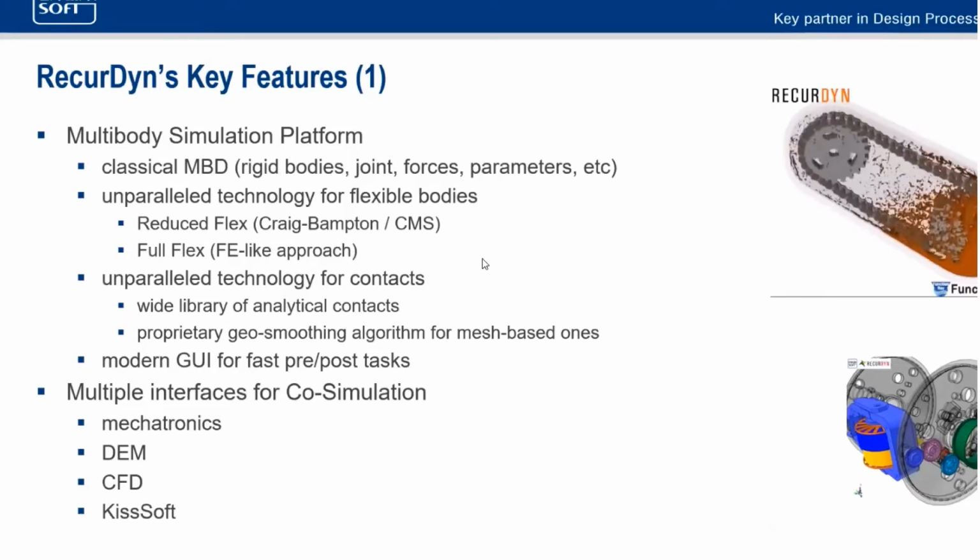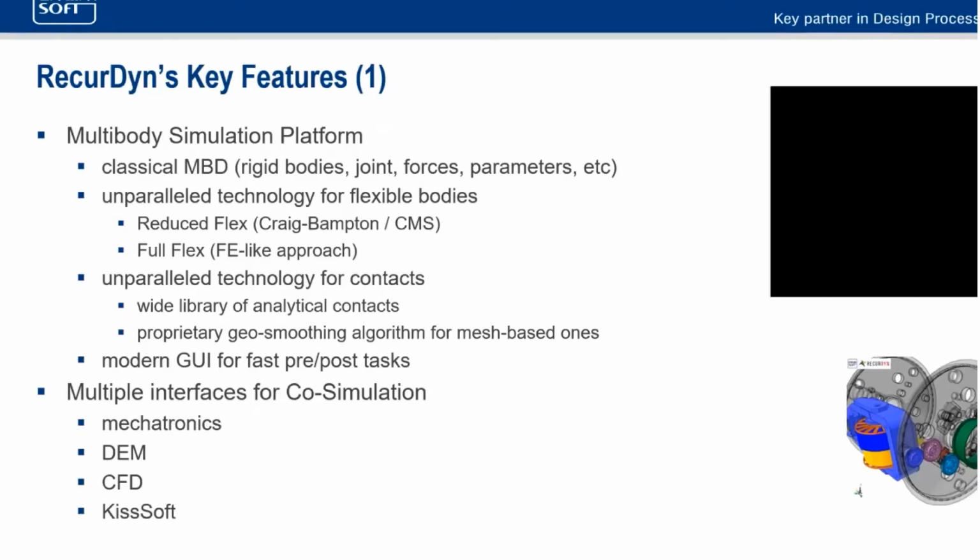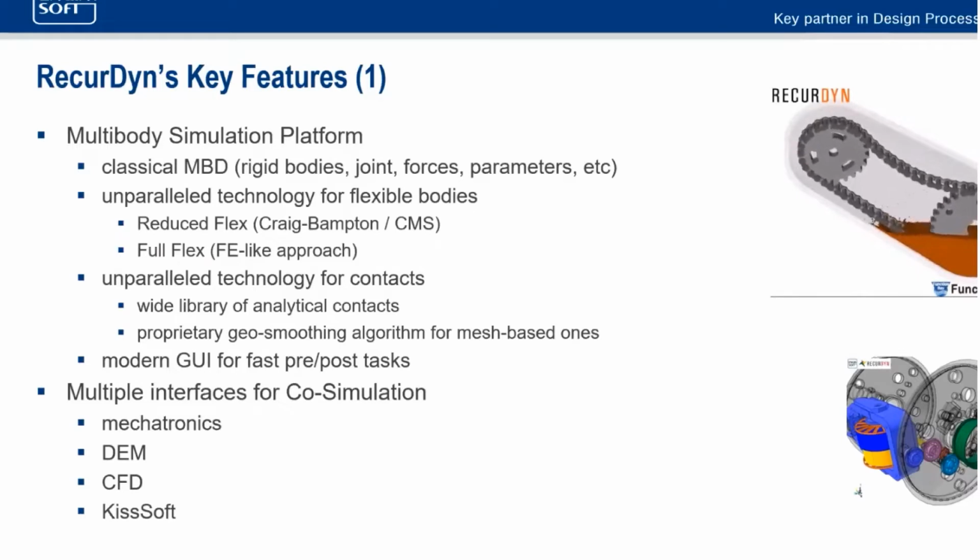Going back to the flexible body pieces, we have two modules for that. We call them reduced flex or R flex and full flex or F flex. The difference between those two: reduced flex, you'll often see in other tools called Craig Bampton or CMS. This is kind of an industry standard approach, taking a linear modes analysis. So you sort of compress down information about a linear flexible body, and that's computationally efficient.